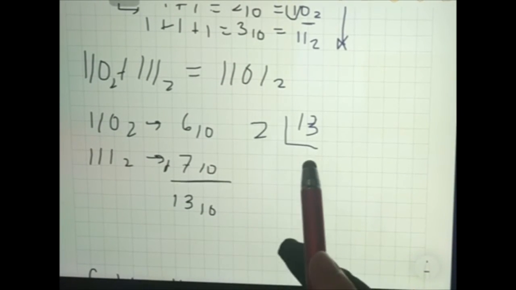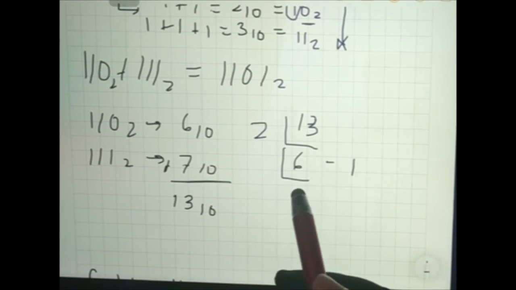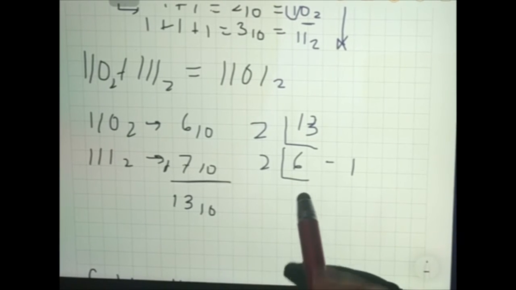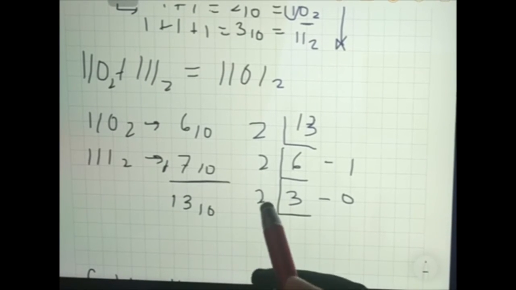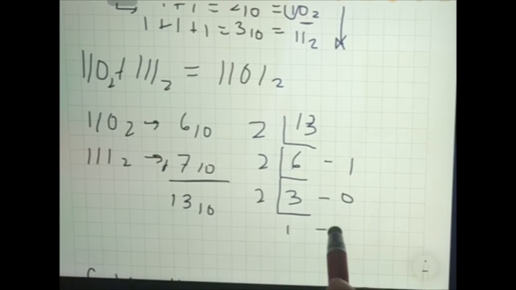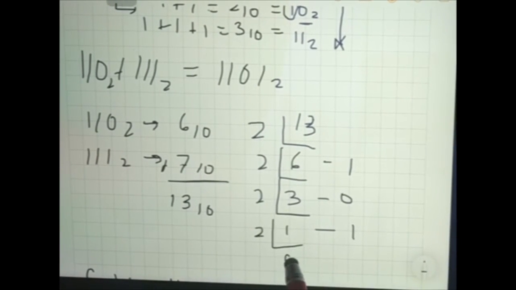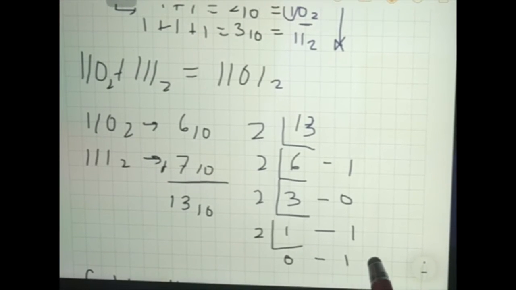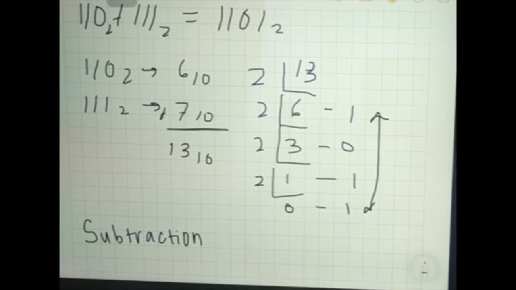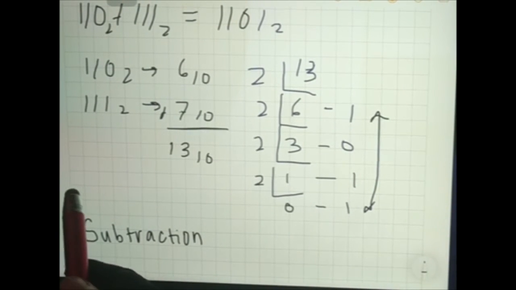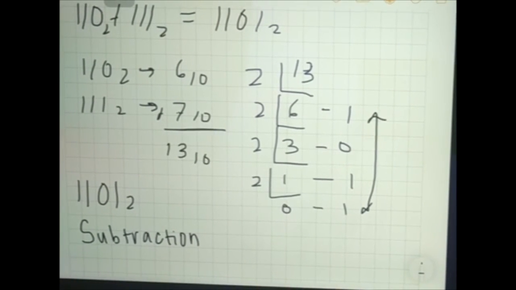Divided by 2, we get 6 remainder 1. Divided again by 2, we get 3. The remainder is 0. Divided again with 2, get 1. Our remainder is 1. And divided again with 2, we get 0, and our remainder is 1. So from the bottom to the top, write our answer. I'm going to write it here. Our answer is 1101 base 2.